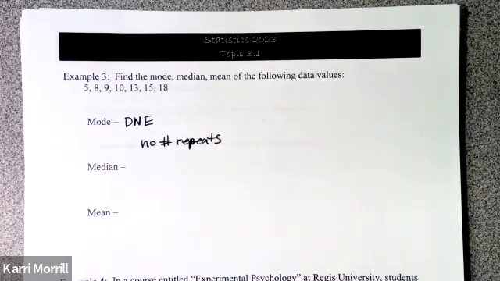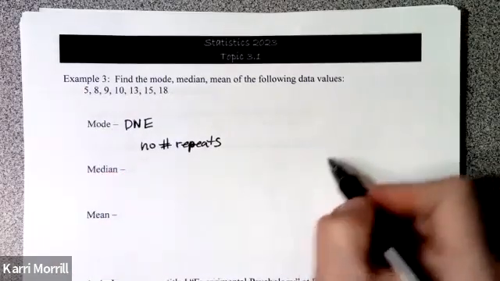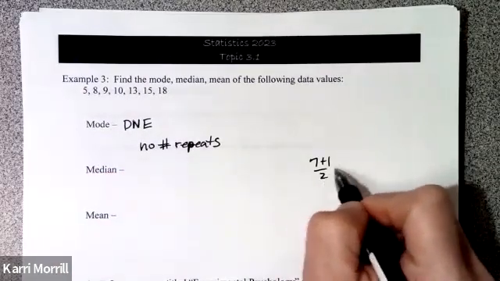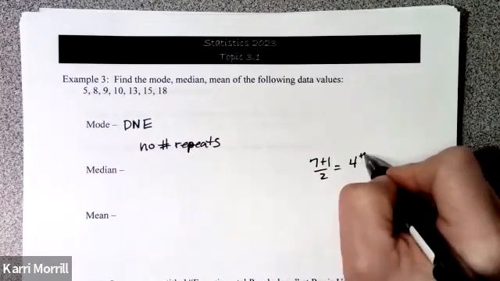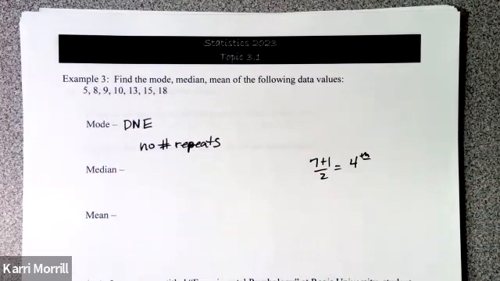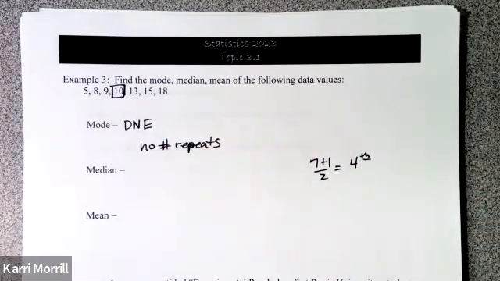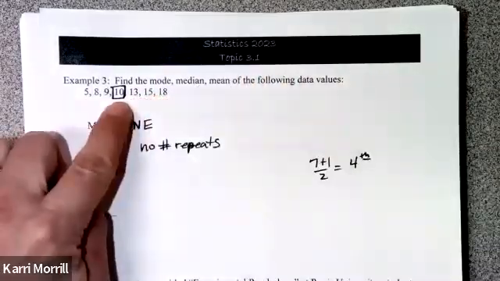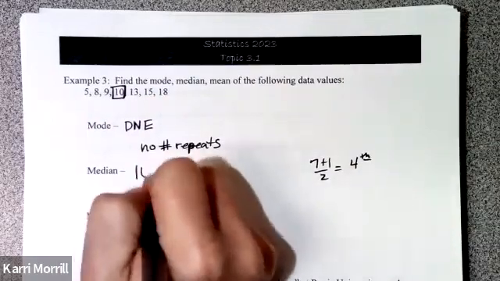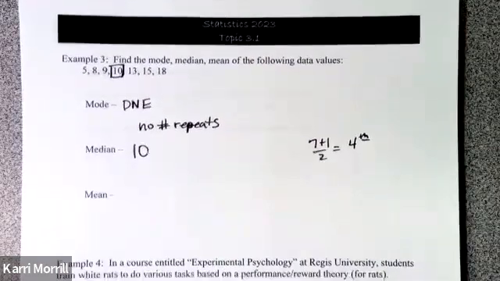Your median would be your middle number. So there's 1, 2, 3, 4, 5, 6, 7 digits. So if we took 7 plus 1 and divided it by 2, that would be 4. So the 4th number would be the middle number if you're doing it the way we learned on the other page. Or you could use your fingers and work your way in to find that the middle number is 10, knowing that that set of numbers is in order from least to greatest.